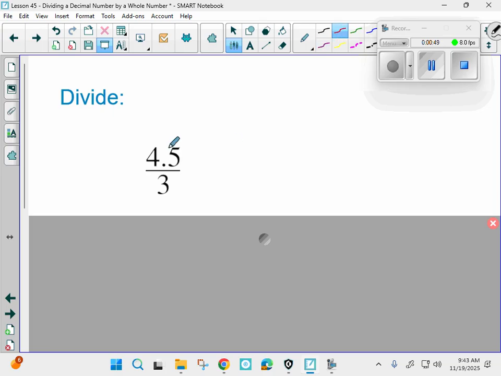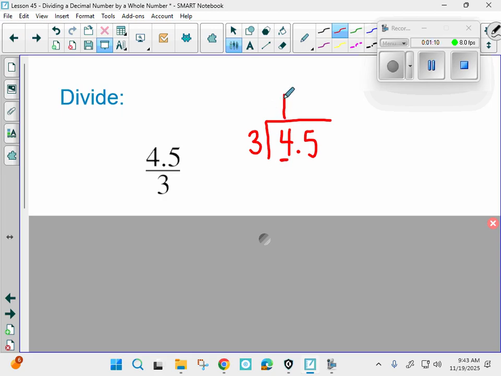So I'm doing 4.5 divided by 3. The outside number is already a whole number. It's not a decimal, so you're good to go. Eventually we're going to move the decimal, but all of these are going to have a whole number. So I'm just going to do how many times does 3 go into 4? And that would be 1 time.